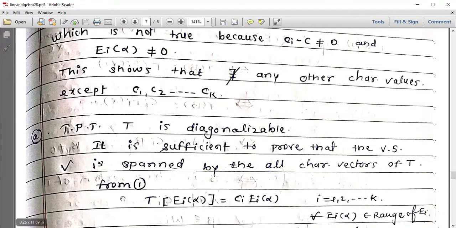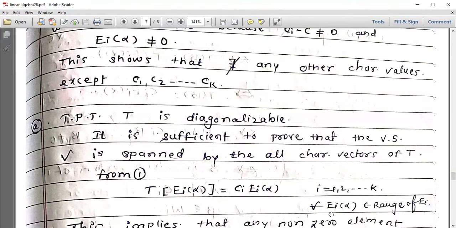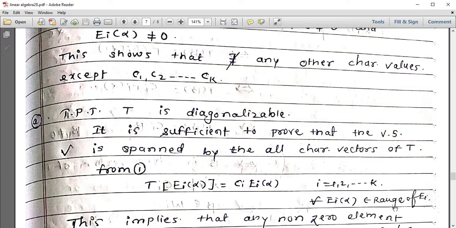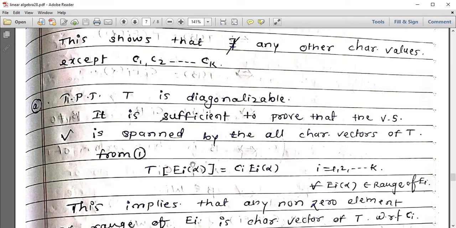From equation number 1, by the previous statement, we can write T of Ei of alpha is equal to Ci of Ei of alpha. Ci are the characteristic values, where i is running from 1 to k. For each alpha, each Ei of alpha belongs to range of Ei. This Ei of alpha belongs to Wi and this is the characteristic vector, eigenvector.